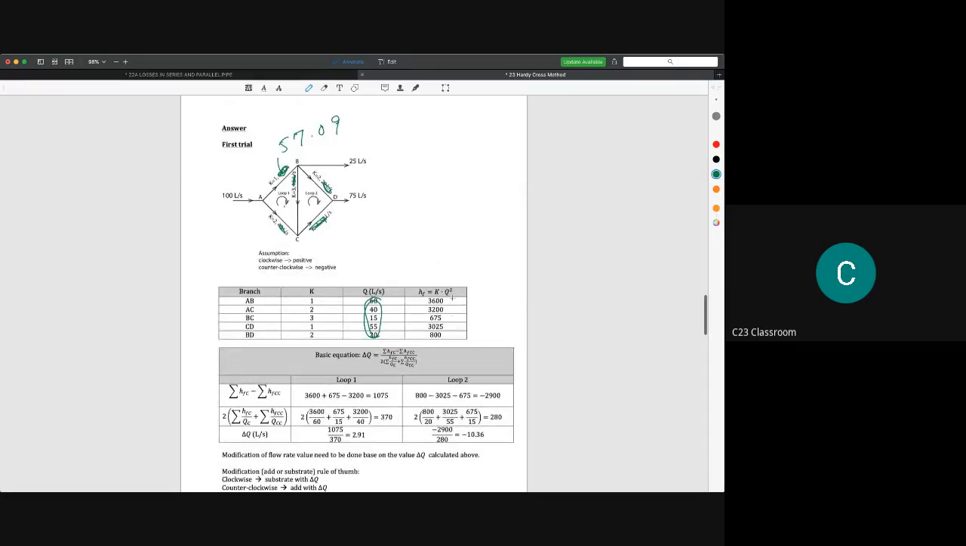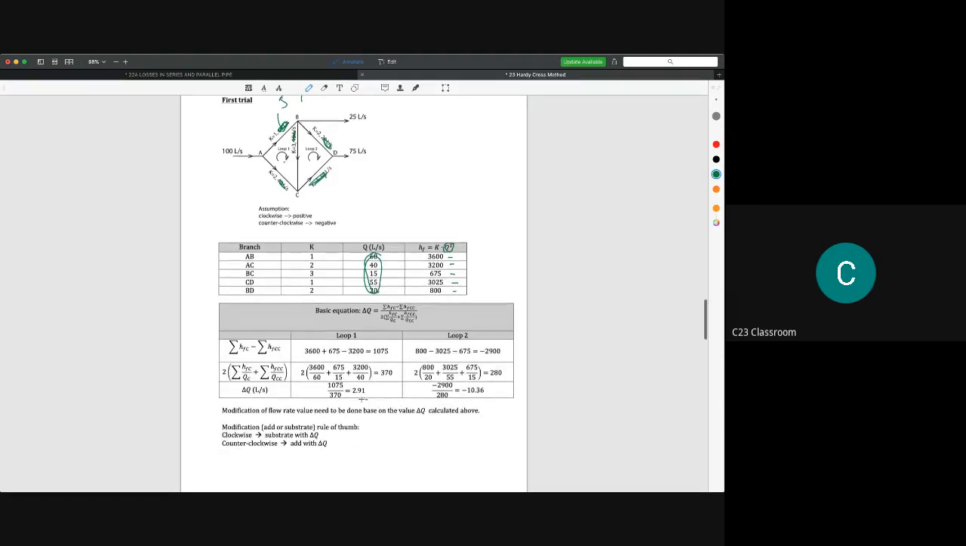So the value of HF also changed because the value of Q here is different. So awak akan ada nilai HF yang berbeza di sini. So awak akan teruskan pengiraan di sini dan seterusnya. Okay, boleh. Dan akhir sekali awak akan dapat nilai delta Q yang baharu.